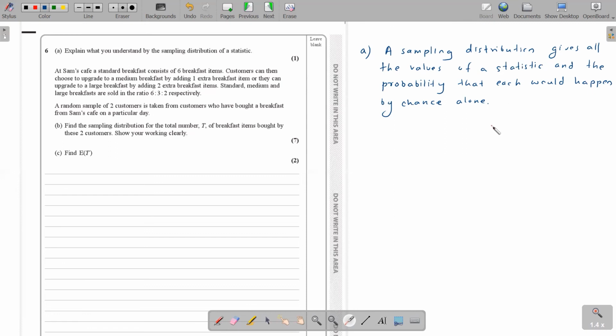Okay, then let's go to part B, the 7-mark question. Definitely you'll have to work quite a lot here. Let's read this. At Sam's Cafe, a standard breakfast consists of 6 breakfast items. Customers can then choose to upgrade to a medium breakfast by adding 1 extra breakfast item, or to a large breakfast by adding 2 extra breakfast items. Okay, so standard has 6 items.